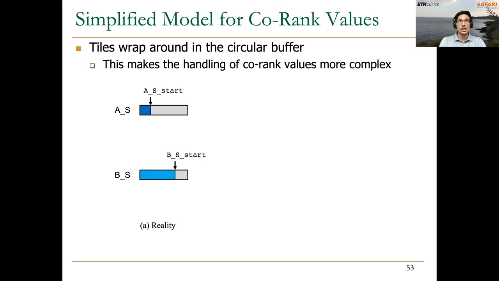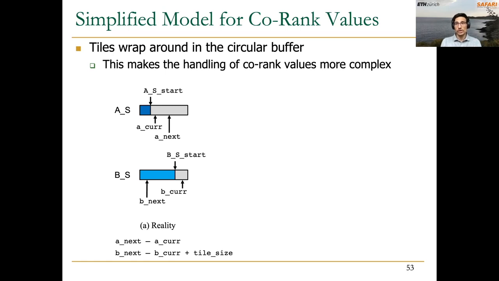In reality, as I said, we may have initial values of AS start and BS start that are here. And for one particular thread in the thread block that is using these two tiles, the A current and A next indices might point here, in the case of AS. However, in the case of BS, because the tiles wrap around, you see that B current is actually a higher index than B next. This entails a challenge because, for example, if we want to calculate the size of the subsection that one particular thread is going to work on, in this particular example for AS, we can simply calculate this size as A next minus A current.